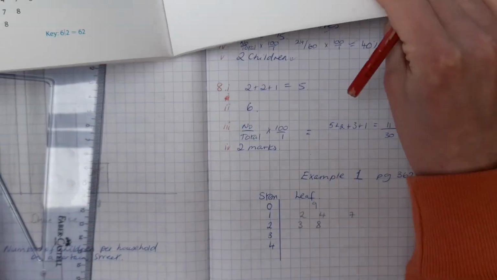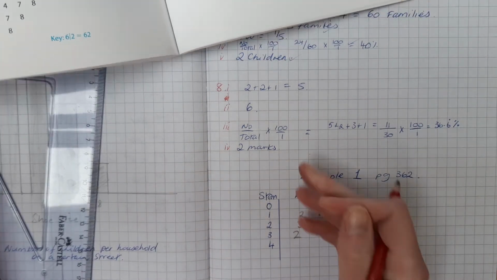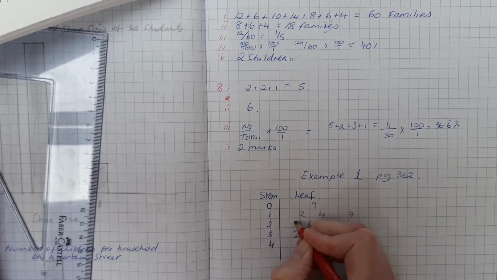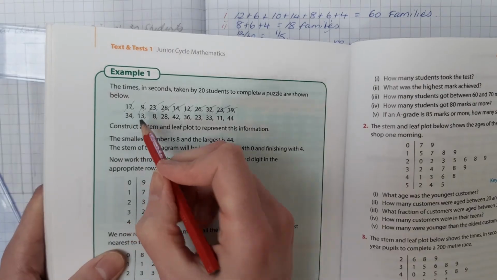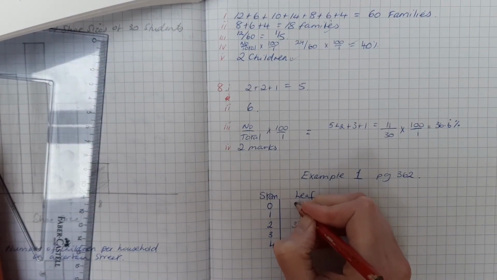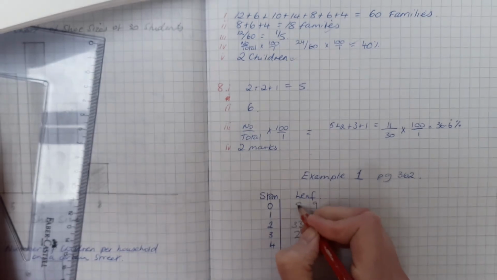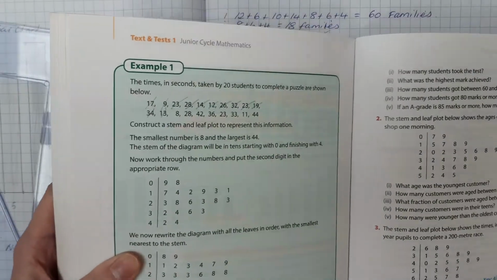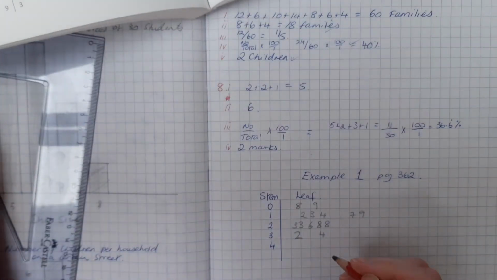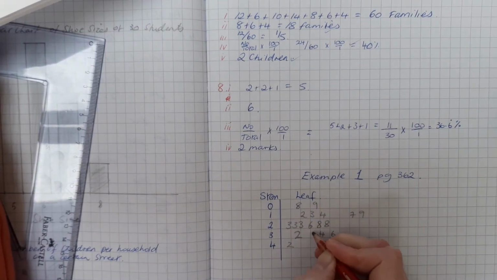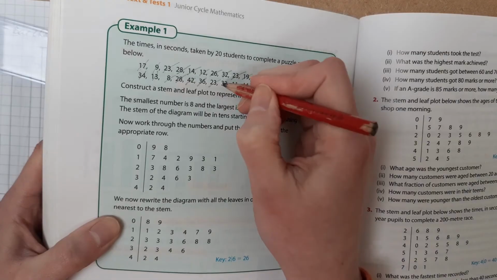Then 26, then 32. Then 23 and 19. Thirty-four, 13. Eight, 28. 42, 36. 23, 33. 11 and 44.